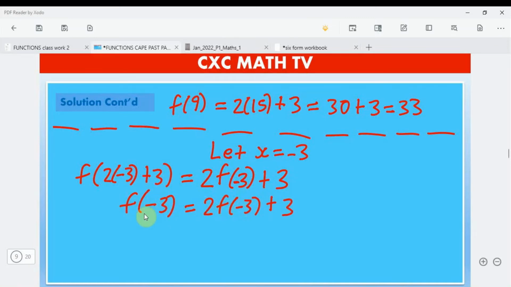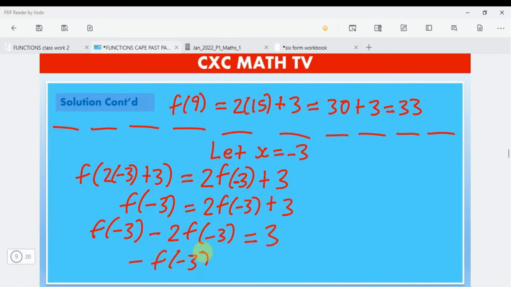We can bring over to this side. We will get f of negative 3 minus 2f of negative 3 that's equal to 3. This works out to be minus f of negative 3 is equal to 3. So finally, we can conclude, therefore, f of negative 3 is equal to negative 3. And that's your answer. f of negative 3 is equal to negative 3. It's really simple. Nice.